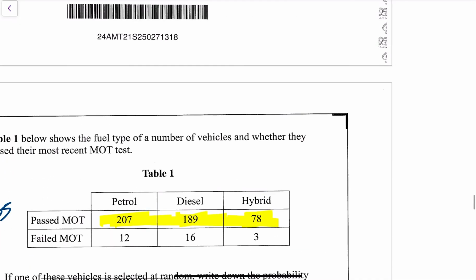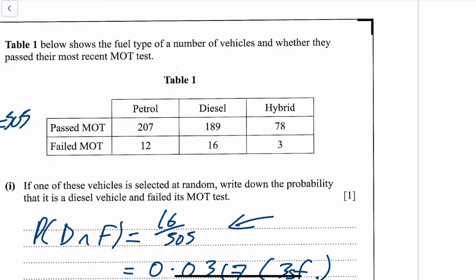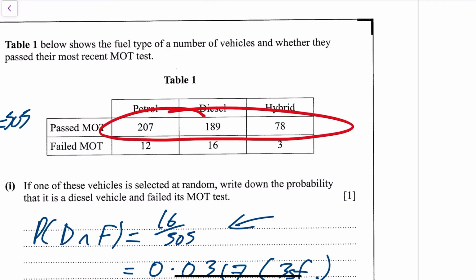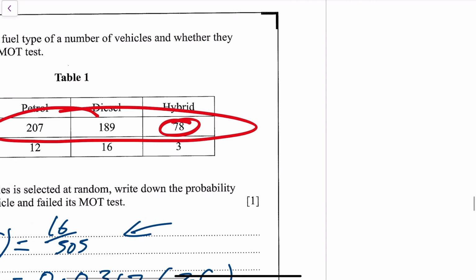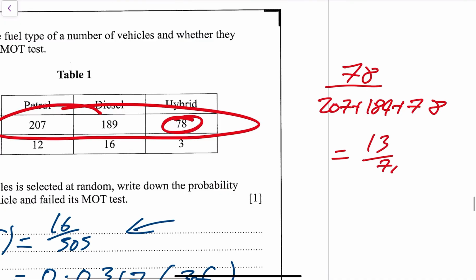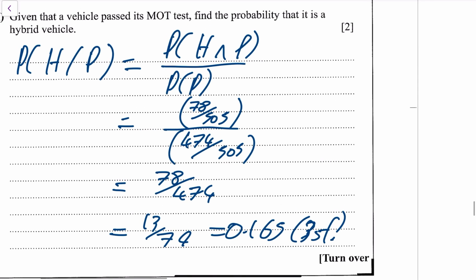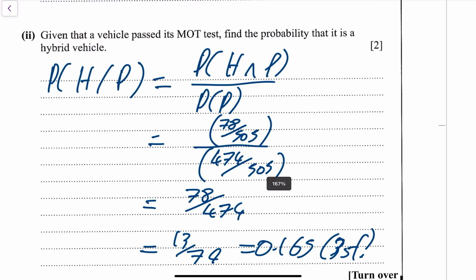Now just on that one, you might have wanted to say that hybrid given it's passed means you're zooming in on the passed, and that's the total of the passed, and out of those it's 78. So that would have been 78 over 207 plus 189 plus 78. Let me just do that. So 78 on the top, and then 207 plus 189 plus 78. And you can see that works out as 13 over 79 as well. But this way of doing it, to be honest, is the way I do it most times. I can nearly turn the brain off. I don't have to think too much when I do it that way. It makes it a lot easier.